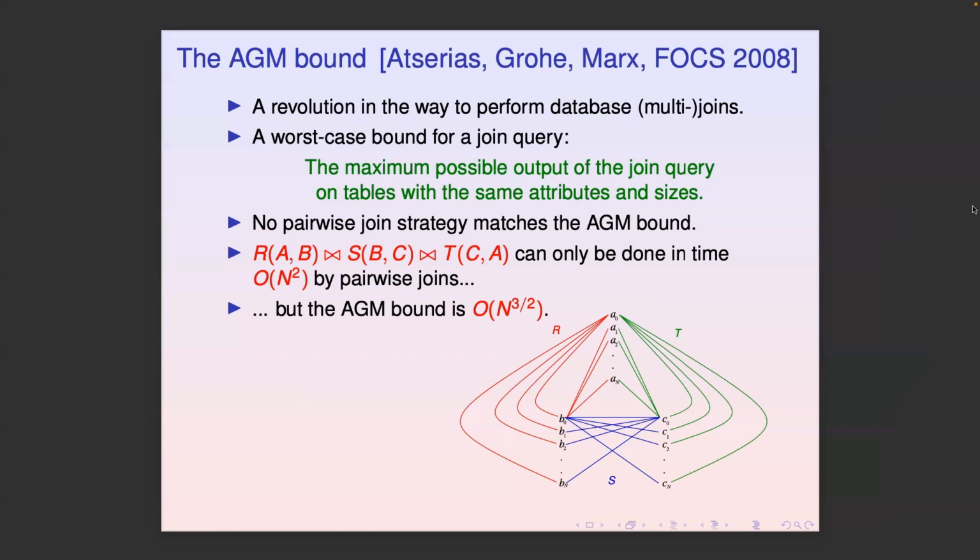So no pairwise join strategy is worst case optimal. This is the revolutionary idea of this bound.